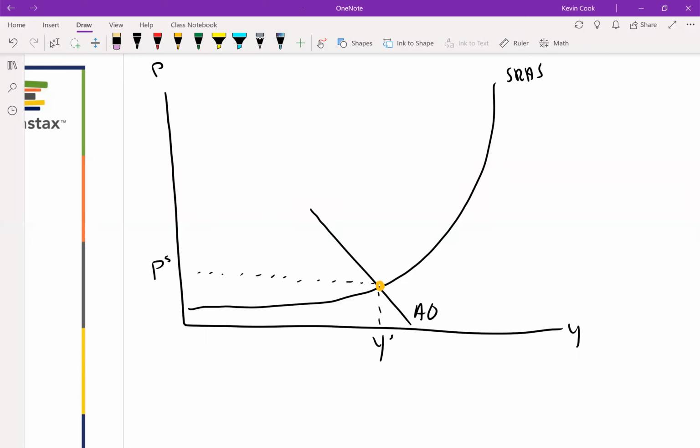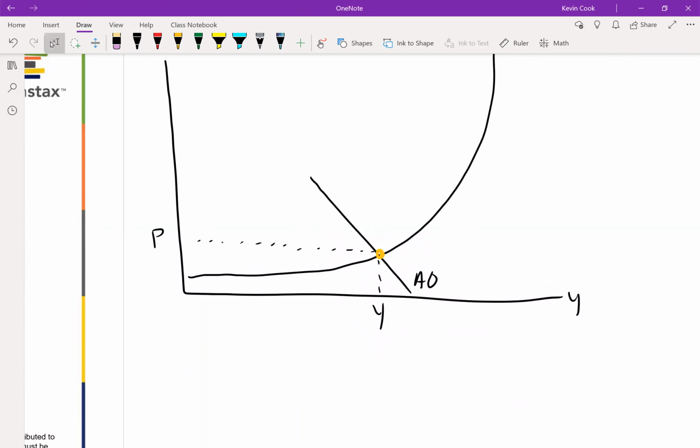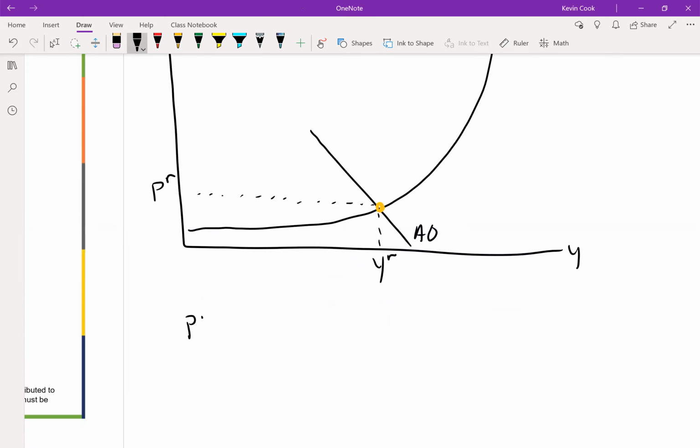No, let's not do that. Let's say it's, how do I want to phrase this? I'll just say PR and YR for realized. So when we look at these, what we're going to see is that we have PR and YR are going to be short run price level and output.